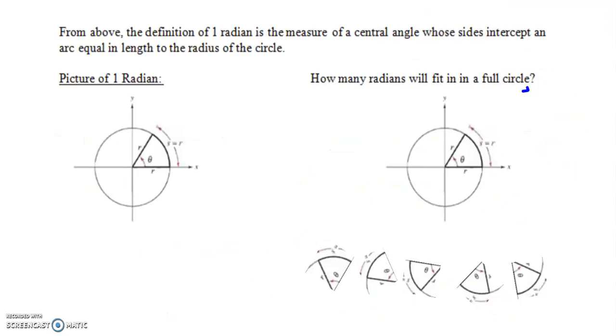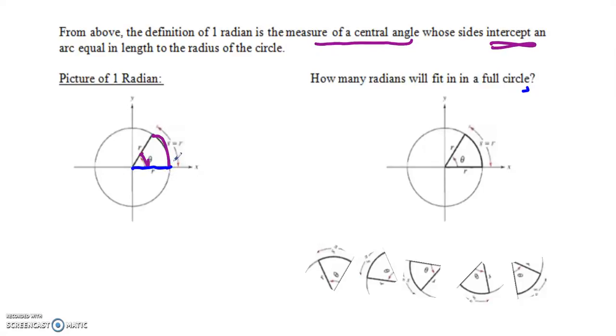So let me define in terms of a picture what a radian is. There's a definition above that I grabbed from your packet. The definition of 1 radian is the measure of a central angle, so here, whose sides intercept or cross an arc, here, equal in length to the radius.